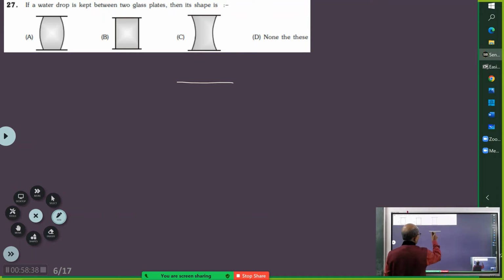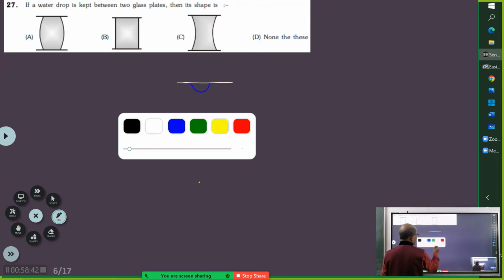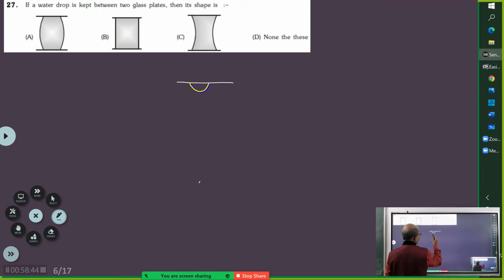So, you have a glass plate and then you take a drop. You take the water and you take a drop. And this is what your friend said. You take another glass plate and you take another drop. Now you bring these two plates close. Then you get this figure. Obviously, that's the right thing.